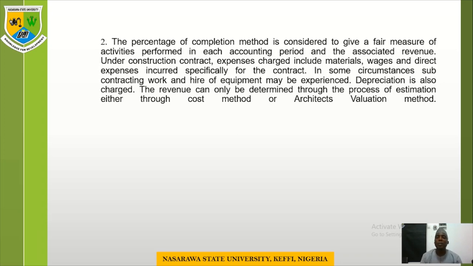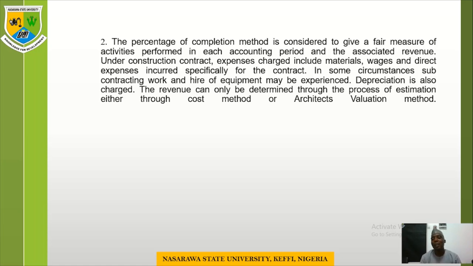Another expense that also needs to be taken into cognizance in accounting for a construction contract is depreciation. You know, depreciation, as we used to charge it in the personal account of a partnership or sole proprietor, is the reduction in value of an asset as a result of wear and tear. So it becomes an expense that we charge in the construction contract. Revenue can only be determined through the process of estimation, either the cost method or the architectural valuation method.